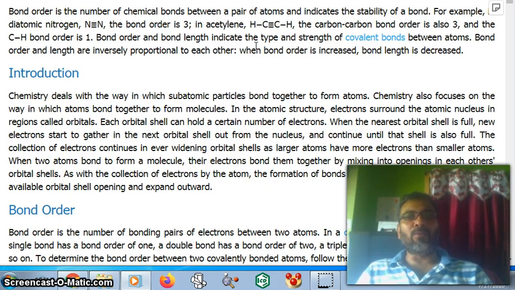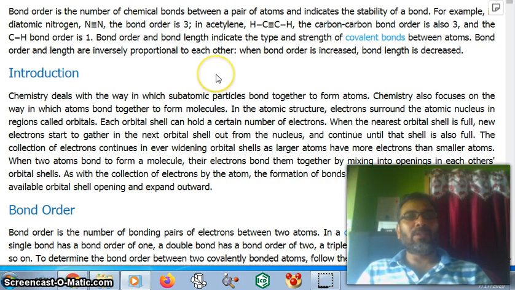Bond order and bond length indicate the type and strength of covalent bonds between atoms. Bond order and length are inversely proportional to each other. When bond order is increased, bond length is decreased. This is a very important concept for competitive exams.